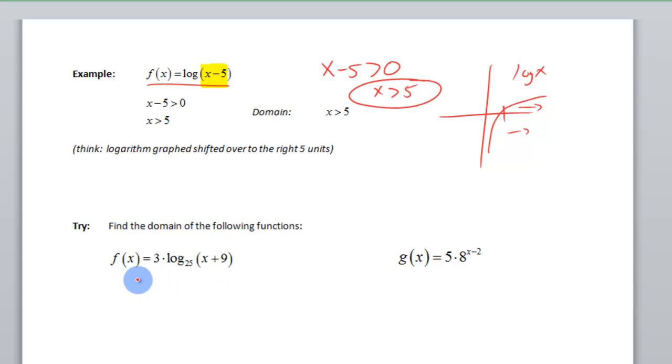Now let's have you try these two down here. So pause it and tell me what the domain of this log function is and what you think the domain of this exponential function is.